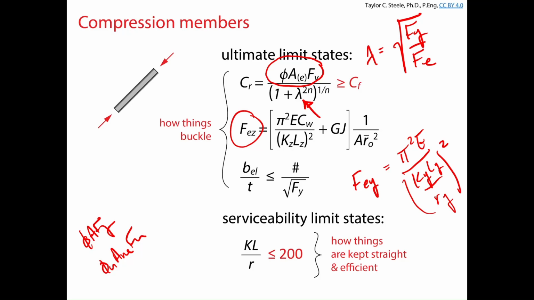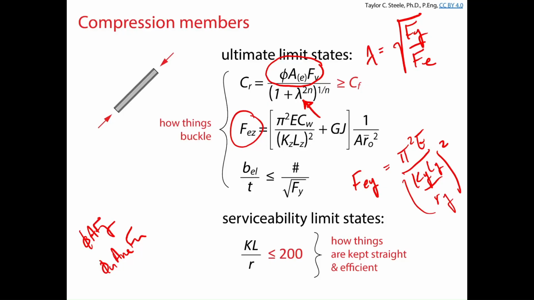We could figure out A, and we might be able to figure out a KL over r ratio that works for serviceability limit states. But the message I'm trying to convey here is it's not a simple back calculation. This is an inverse problem that's not as simple as the problem we had for tension members.